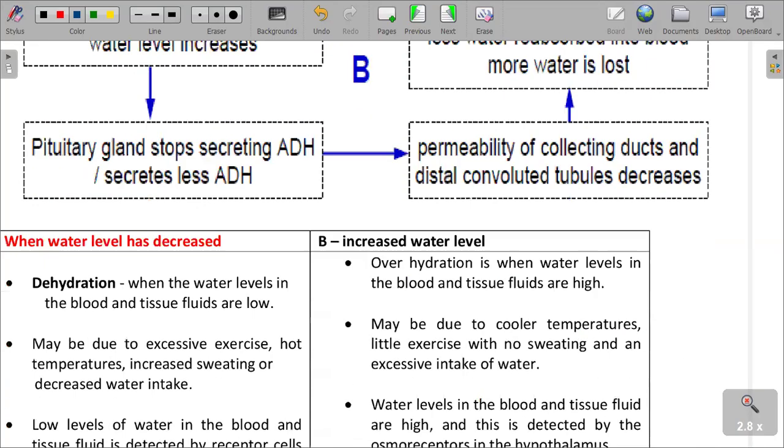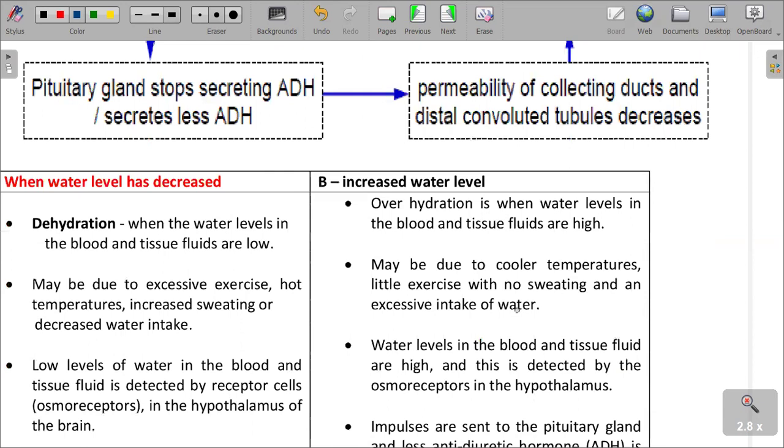So I want us to look at this: dehydration is when the level of water in the blood and tissue fluids is low. That's what we mean by dehydration. A lower level of water in the body, we call that dehydration. It can be because of exercise. It can be because of exercise and then hot temperatures.